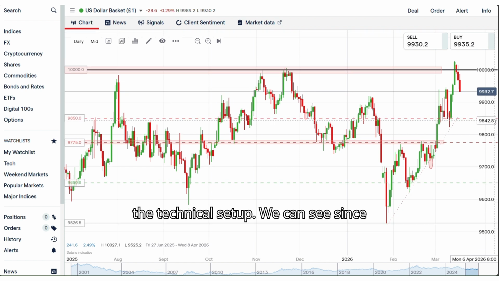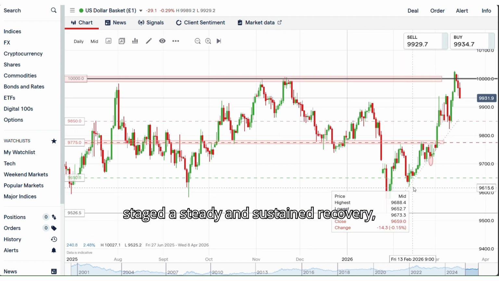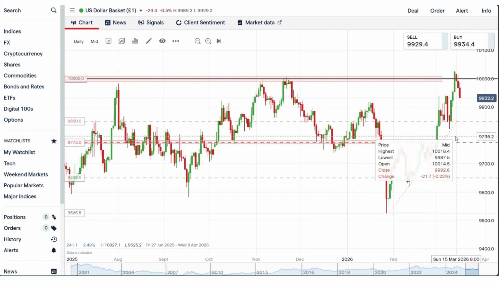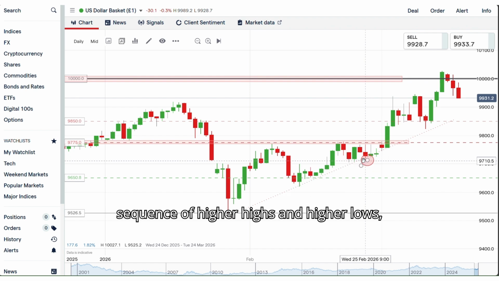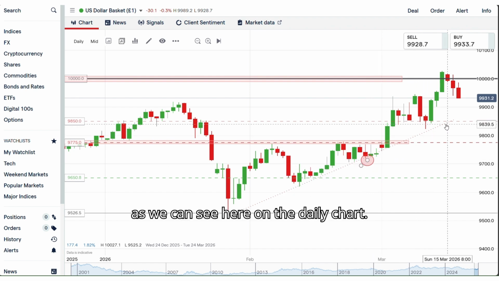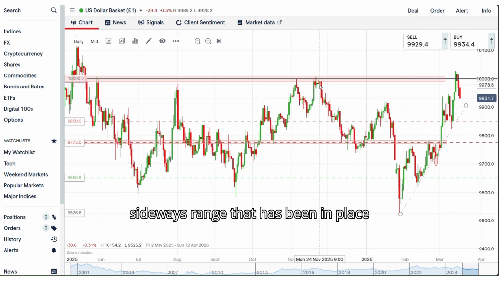Now, the technical setup. We can see since mid-January, the US dollar index has staged a steady and sustained recovery, gaining over 5% and forming a clear sequence of higher highs and higher lows, as we can see here on the daily chart. This move has pushed prices back toward the upper boundary of the broader sideways range.